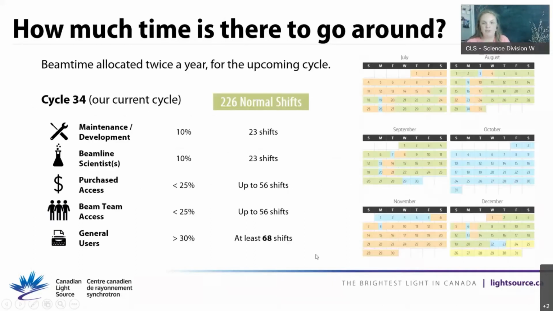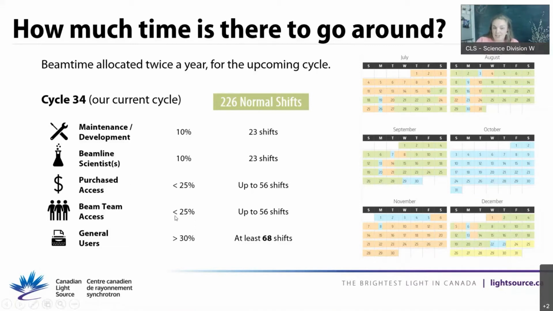So how much time is there to go around? Let's look at the current cycle that we're in. There are 226 green shifts, which are normal time available for users. On every Beamline, 10% of those shifts are dedicated to maintenance and development. 10% are reserved for the Beamline scientists' experiments. Up to 25% is used for purchased access. That's variable. There are some Beamlines where they essentially have no purchased access time reserved, and there are other Beamlines that are pretty much always using that 25%.